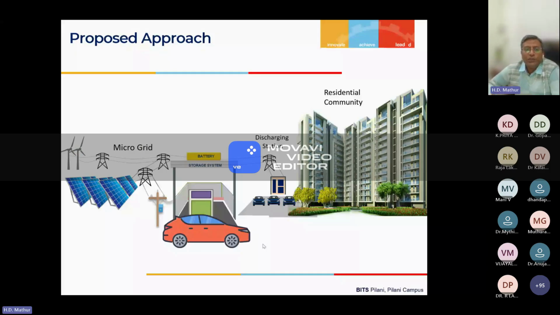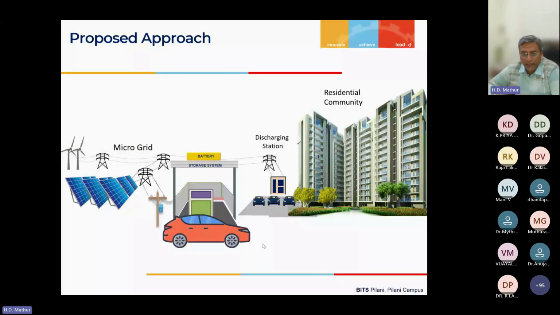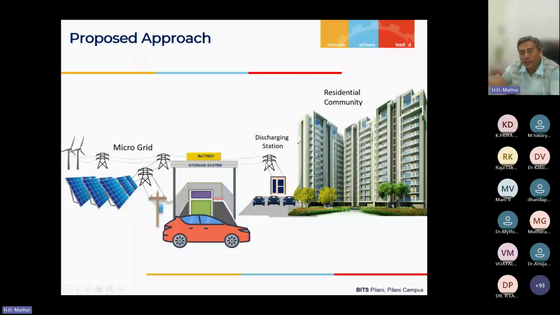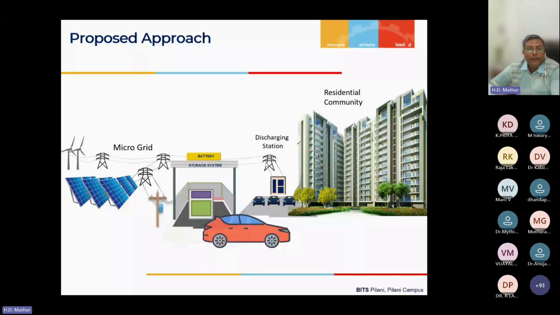So the battery energy storage system and the microgrid are going to help in charging the vehicle, and there would always be a possibility of discharging if you want them to discharge it. It could be to any battery energy storage system, or it could be directly to the grid. So these are the things which are there.